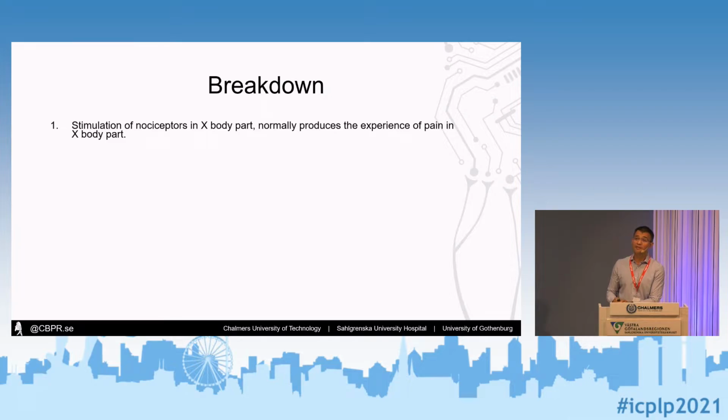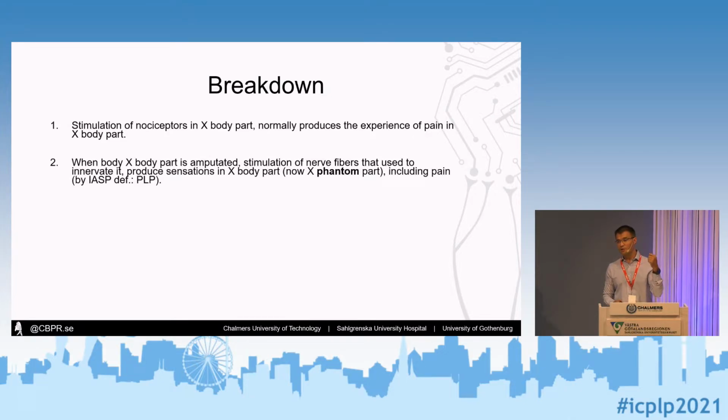So since the message didn't go through very clearly in my perception yesterday, I'm just going to break it down into very simple axioms, if you wish. So we know that stimulation of nociceptors of a particular body part, my finger, will normally create pain in my finger. And when a limb is amputated, if you stimulate nerve fibers that used to innervate that part of the body, it will create sensations in that part of the body. So this is non-controversial. We know about this.